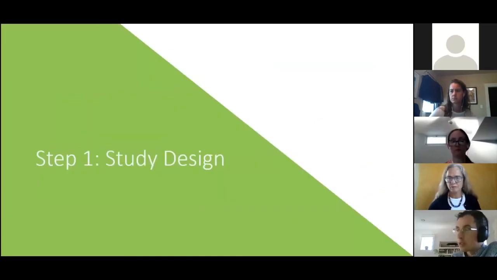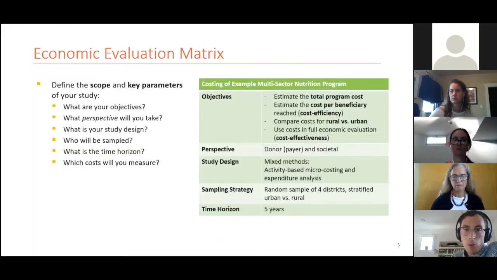So the first step is to design your costing study. To support this, we have this economic evaluation matrix that you can use to define the scope and key parameters of your study. This matrix forces you to be very specific about your study objectives, whose costs you will include and exclude, how you will collect the costing data, who you will sample, and what time frame you're considering. You'll need to think about all of these issues carefully with your program partners, and the answers to each of them will always depend on your research question and what exactly you're trying to achieve.